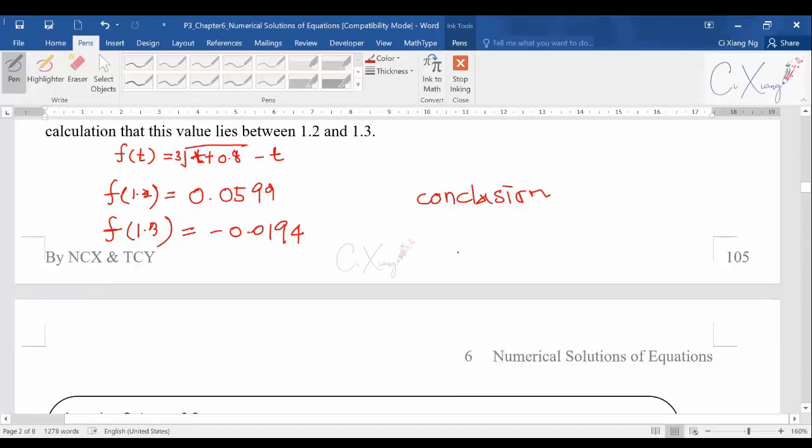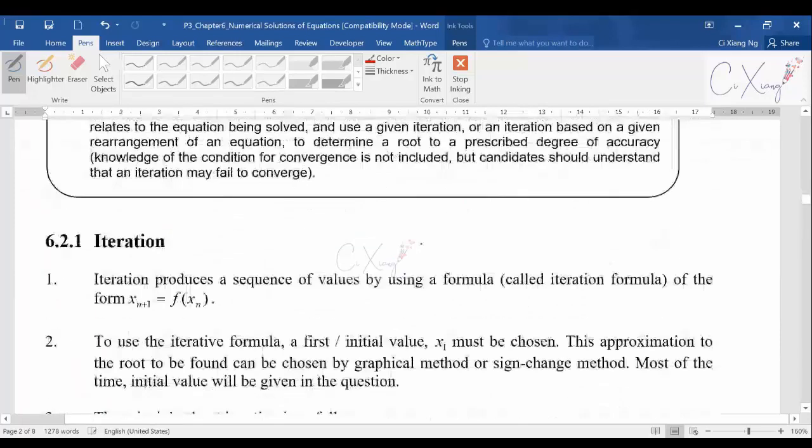In the next video, we are going to proceed to the more detailed method, which is iteration. The iteration will help us get the approximate roots up to a certain level of accuracy, like maybe 3 decimal places or 4 decimal places. So we'll discuss all this in the next video.